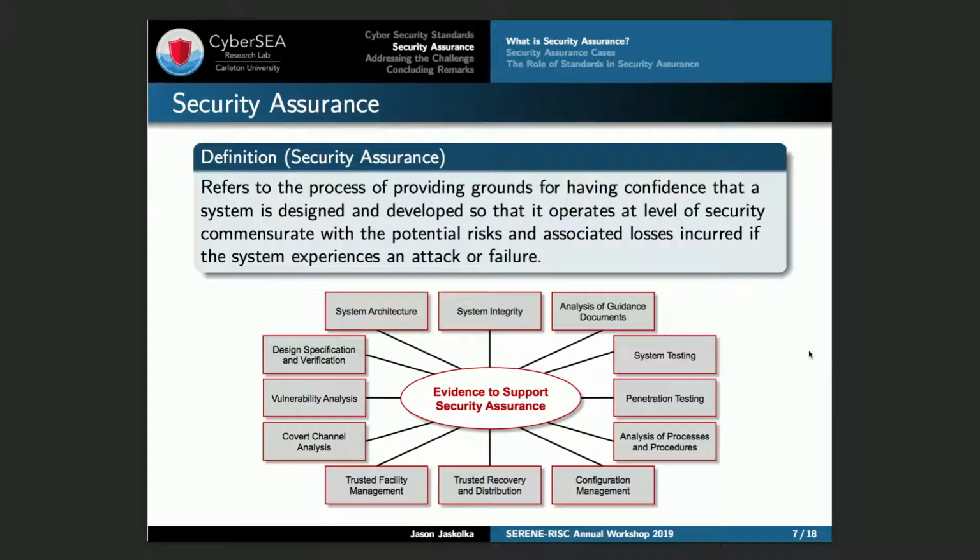And in order to provide that security assurance, we need to generate a number of evidentiary artifacts to support any claim that we have about the security of the system. So if I want to convince you that a system that I've developed is secure, what do I need to show you in order to have you believe me that it is secure, right?